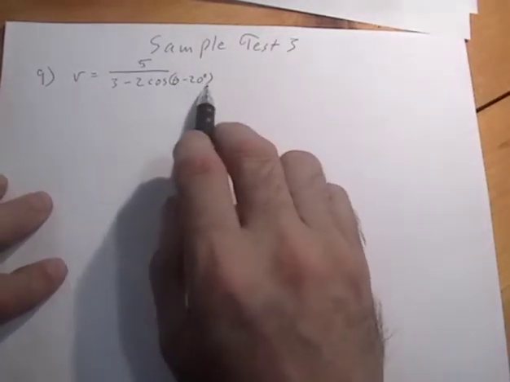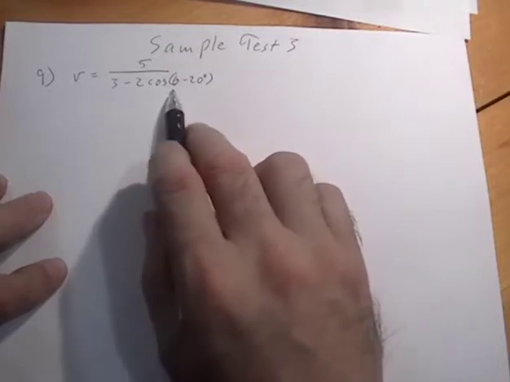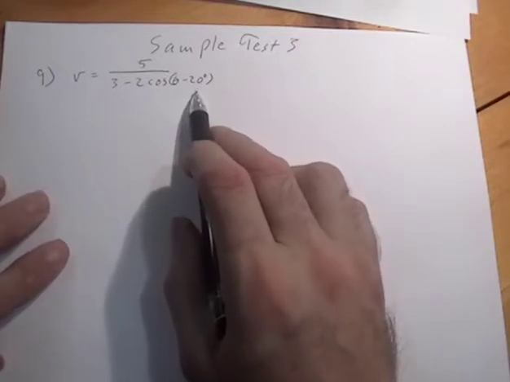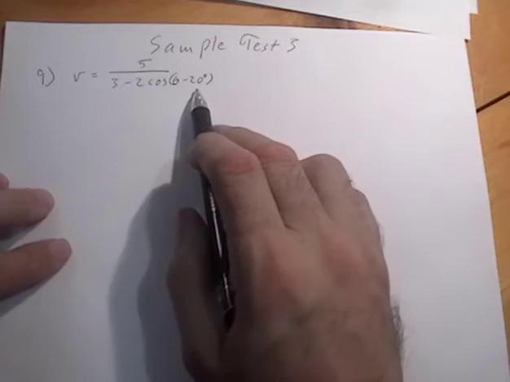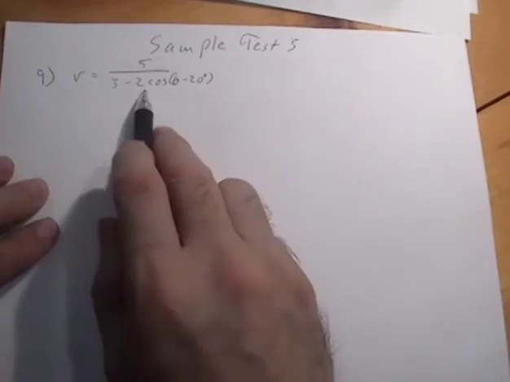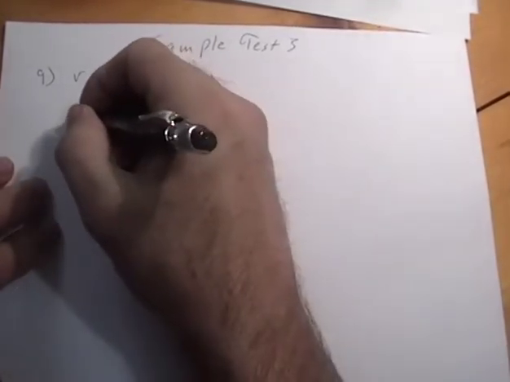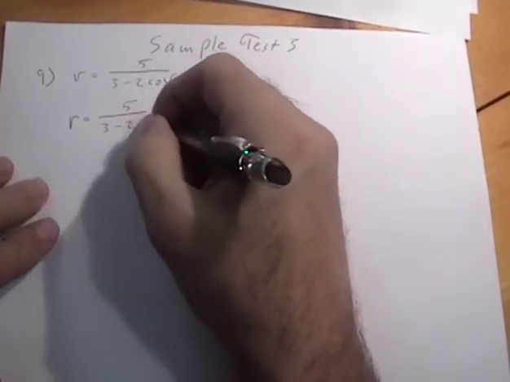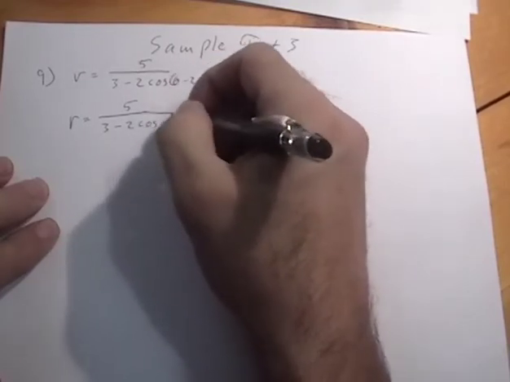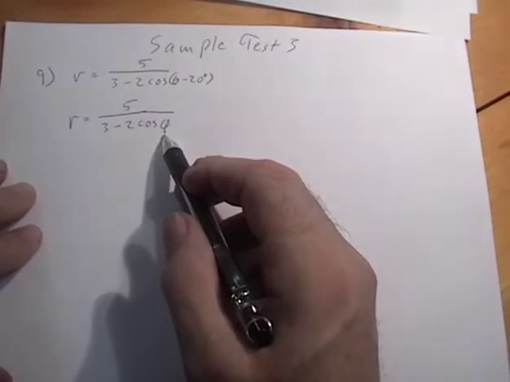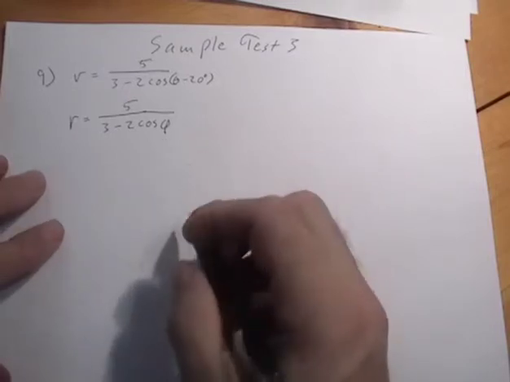If I have something on the inside, such as a theta minus 20 degrees, it means that the entire graph is going to be rotated one direction or the other. I find it easiest not to graph this directly, but instead I'm going to graph r is equal to 5 over 3 minus 2 cosine of phi. I'm not going to graph it on the regular axis in terms of r and theta. I'm going to graph it on a slightly different axis in terms of r and phi.